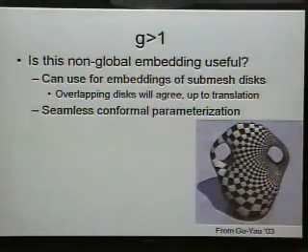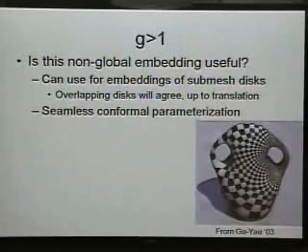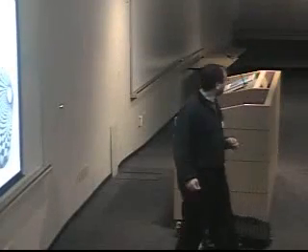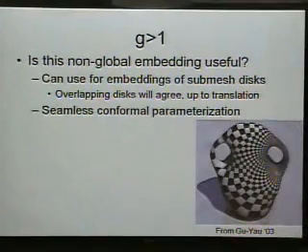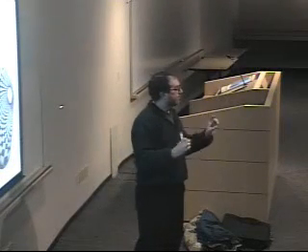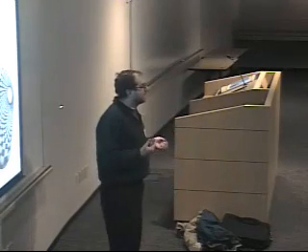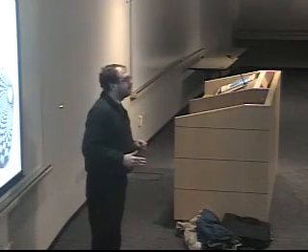Which leaves us with the question: is this useful, such an animal? The short answer is, I'm not sure yet. People have claimed it is and are trying to use it, and I think the jury is still out. One way you could look at it is you could do embeddings of submesh disks, and whenever they overlap, they're going to agree up to translation. Okay, that's actually just a restatement of what I've got. Is that nice? Well, I don't know. Maybe it's nice. It can be, in theory, used for seamless conformal parameterization in some way, and so people have used these things for parameterization.